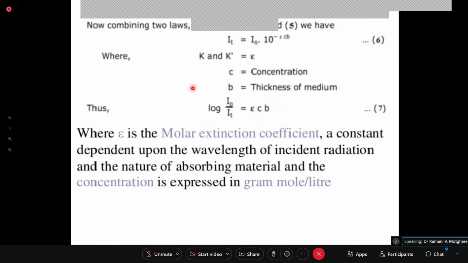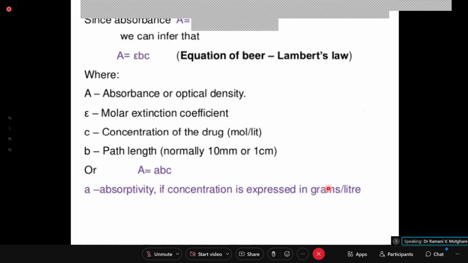So finally, Beer-Lambert's law put together appears this way: log of I0 by IT is equal to epsilon CB, where B is the thickness, C is the concentration, and epsilon is the molar extinction coefficient, a constant dependent upon the wavelength of incident radiation and the nature of absorbing material. The concentration is expressed in gram moles per liter.